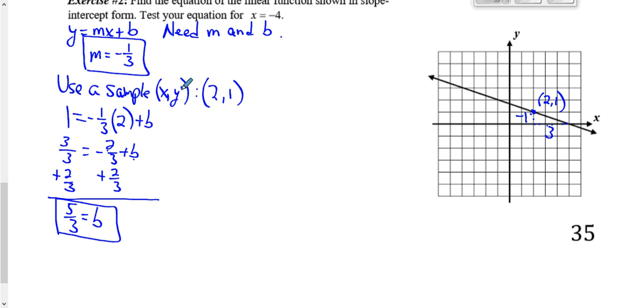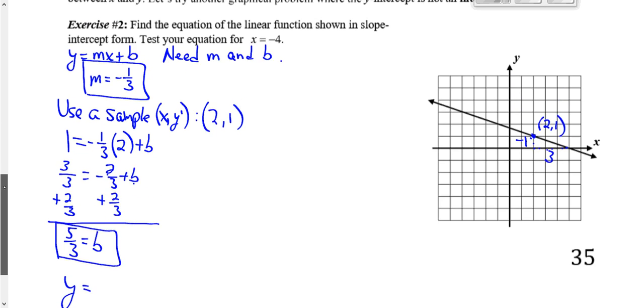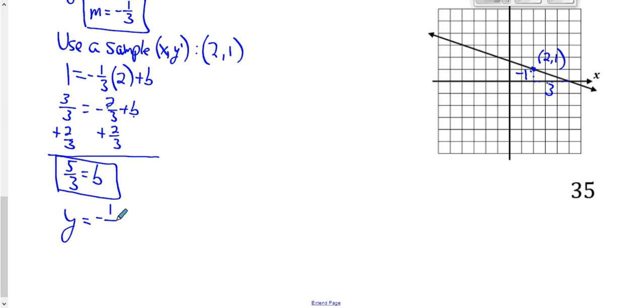But now, we're not done. We have to write the equation, don't we? What's the equation of that line? Y equals negative 1/3 x plus 5/3. But that's not the equation for x equals -4. We said that like we did something wrong. I guess we just haven't finished yet. I took a lot of space, so I have another thing to do. Oh, shoot. Test your equation for x equals -4.